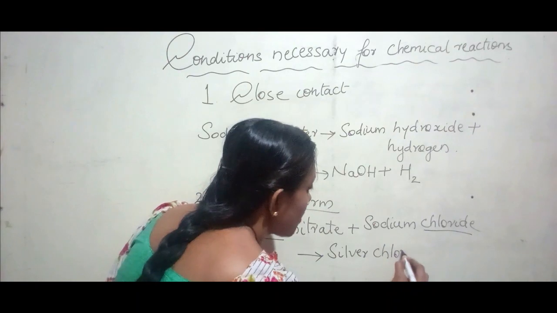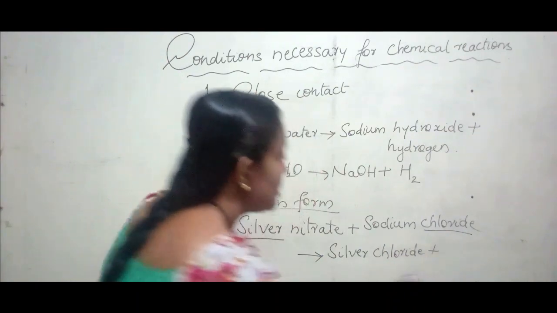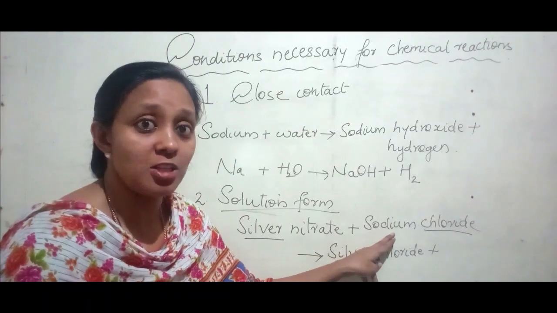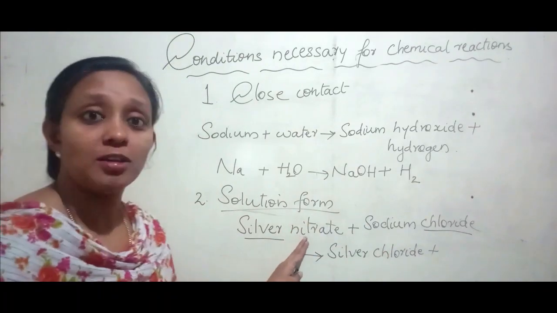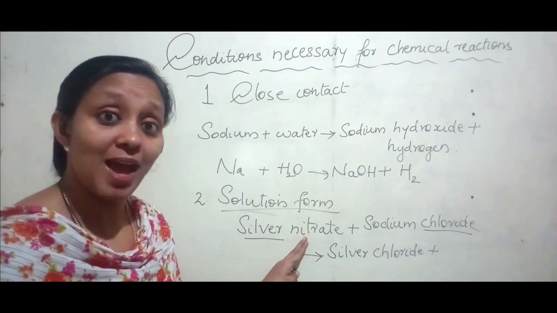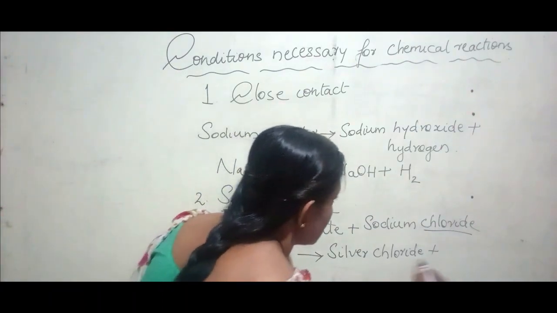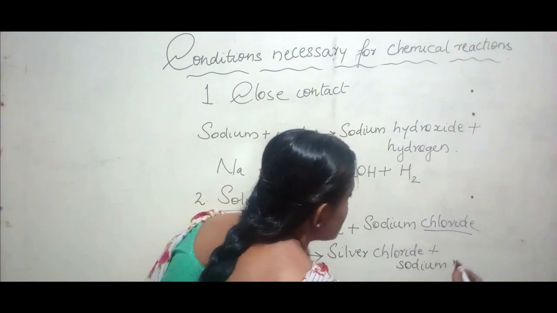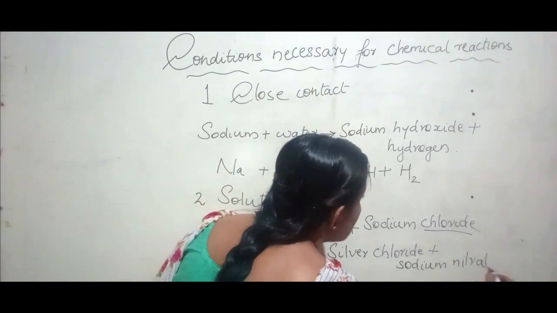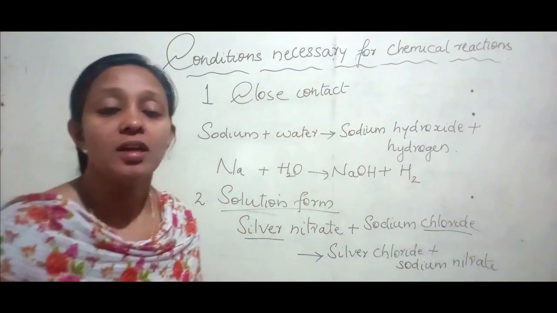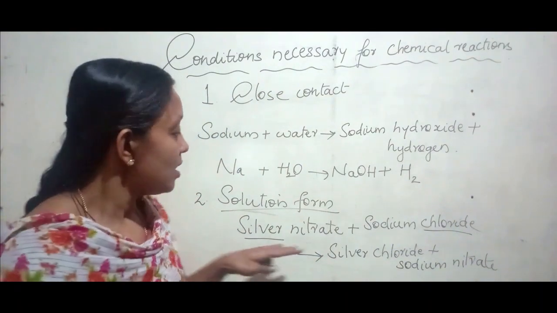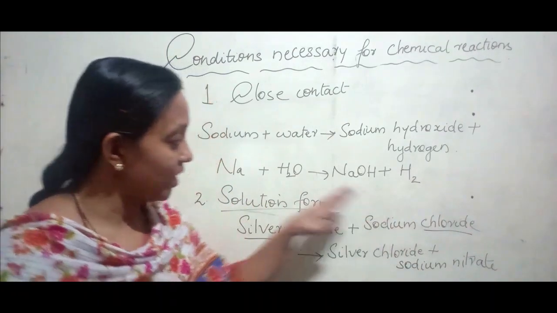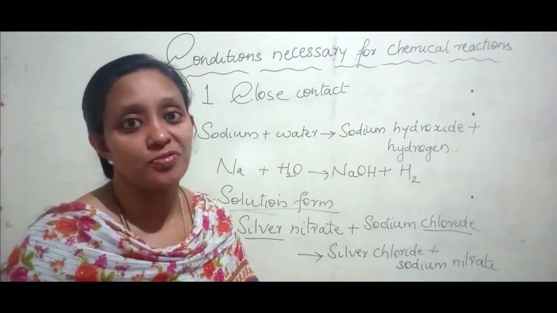This is the first product, and the second product is the positive part of the second reactant combining with the negative part of the first reactant, and the second product is sodium nitrate. That's how we write the products. Silver combines with chloride ion, sodium combines with nitrate ion. That's how you get two different products.